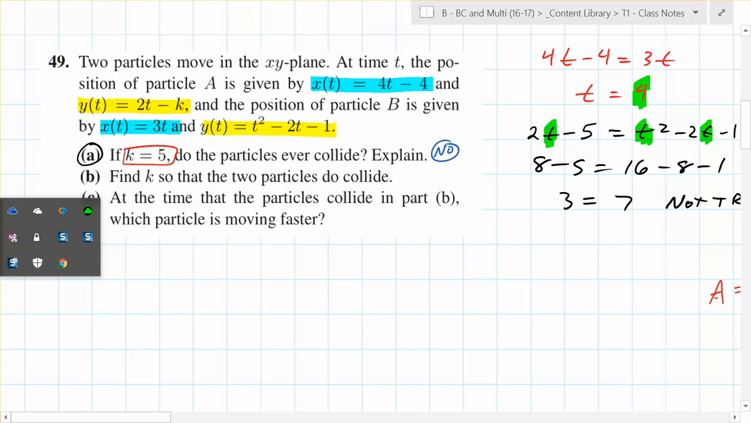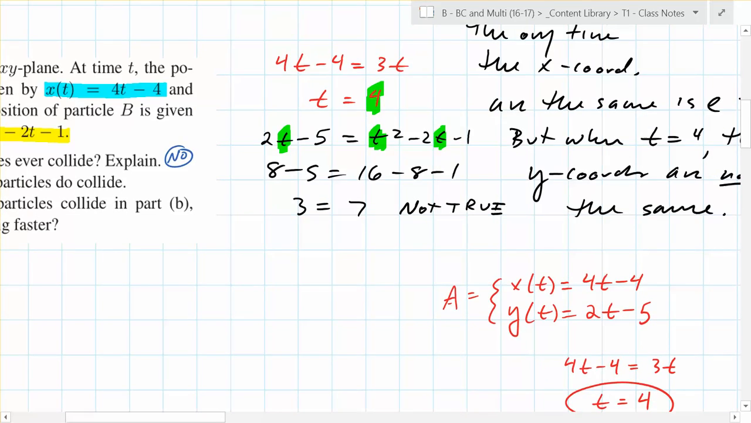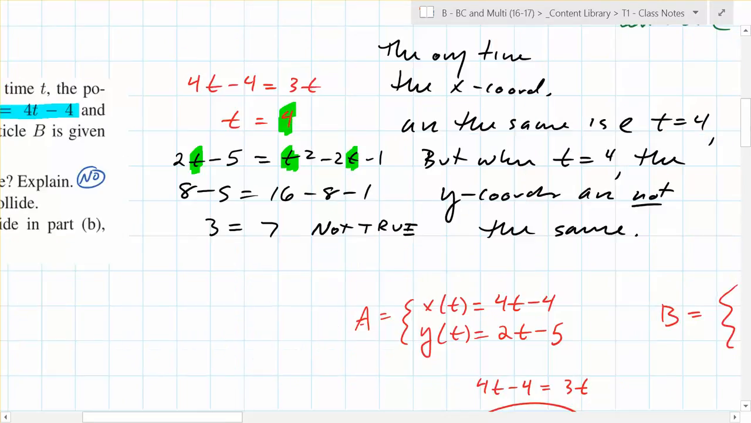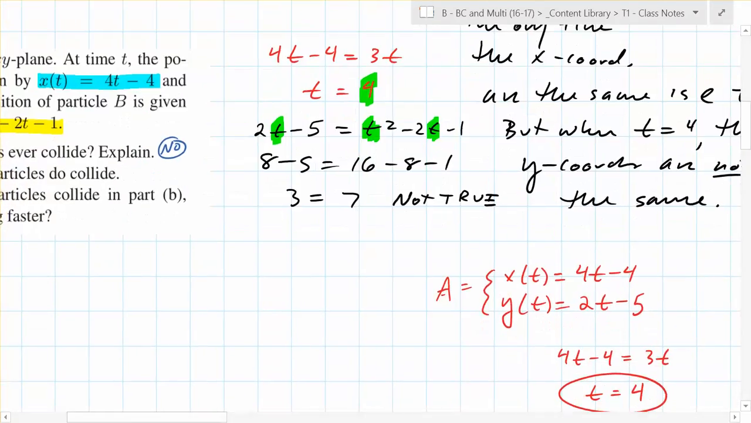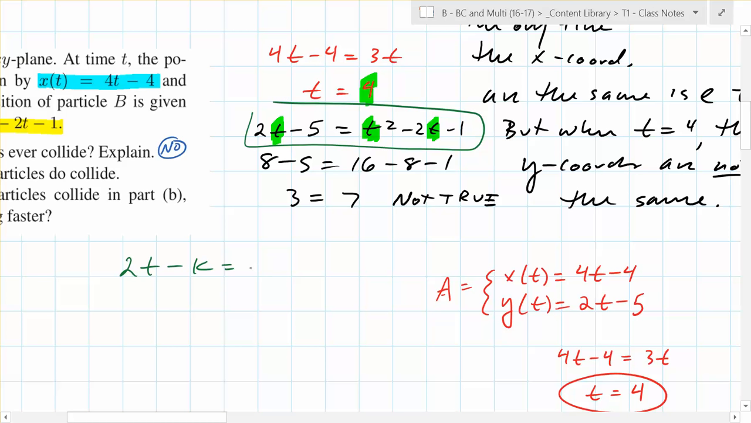They have to also have the same what? Y coordinate. They also have the same y coordinate. So what's that equation we solved that didn't come out to be true? This one right here, right? What was the one value we added into that green box? What was that one value that we added in first? The 5. So we have 2t minus k is equal to t squared minus 2t minus 1.